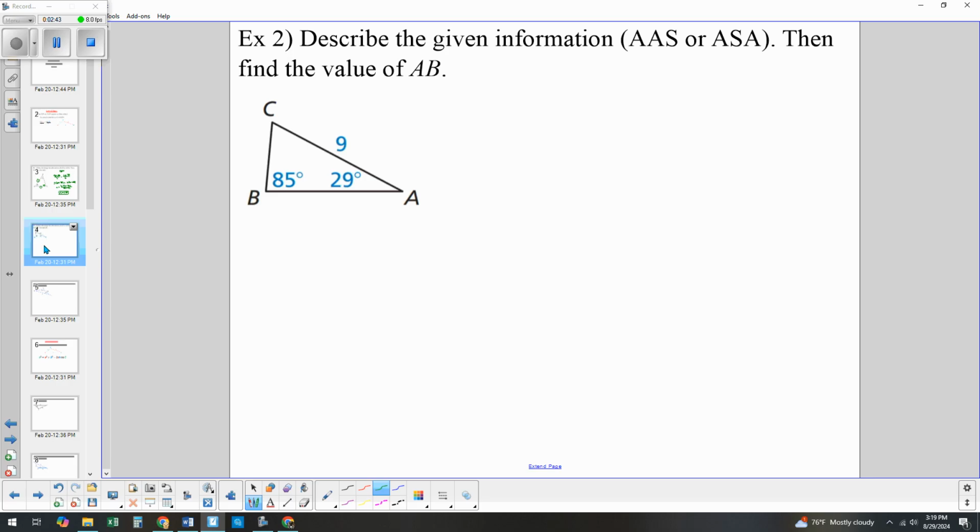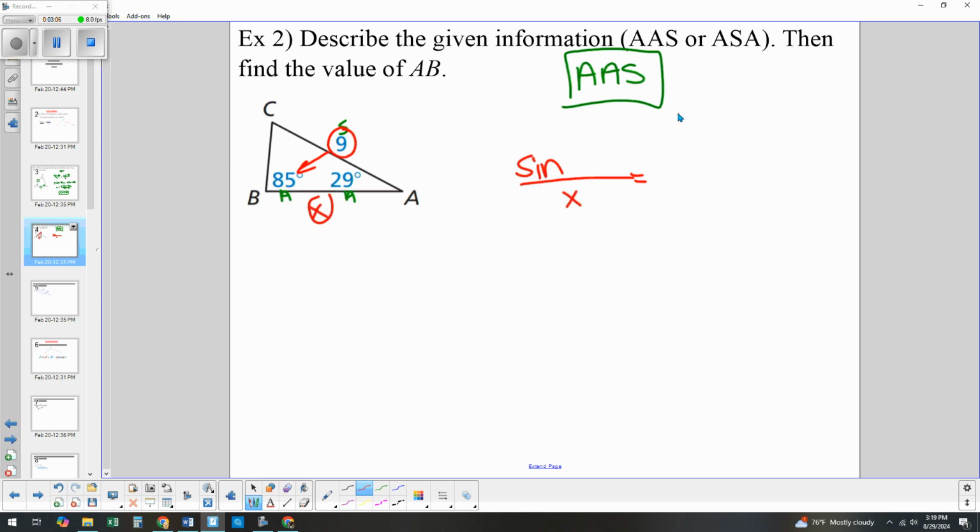For example 2, this time I'm given this angle, and the side I'm given is over here. So that's AAS this time. It's asked me to find the side AB, so I need to know angle C to go over that. So sine of whatever angle C is over x, and then this is my other side, which is opposite the 85, so sine 85 over 9. Let's find out what angle C would have been. 85 plus 29 is 114. 180 minus 114 is 66 degrees.